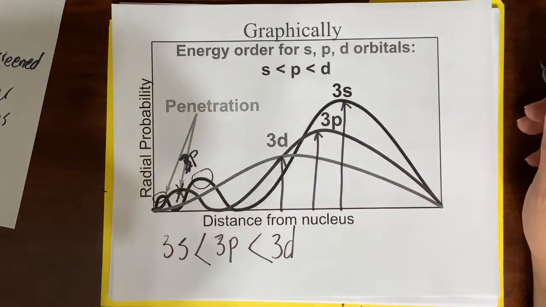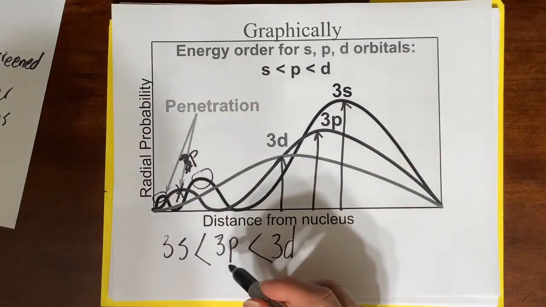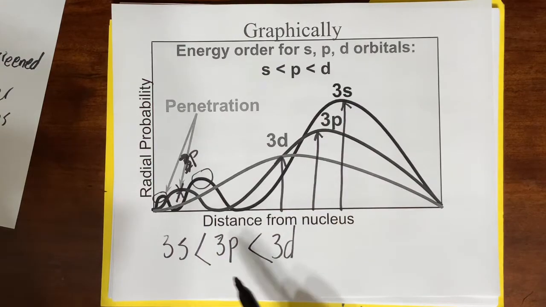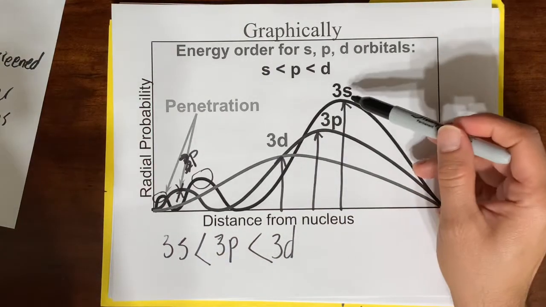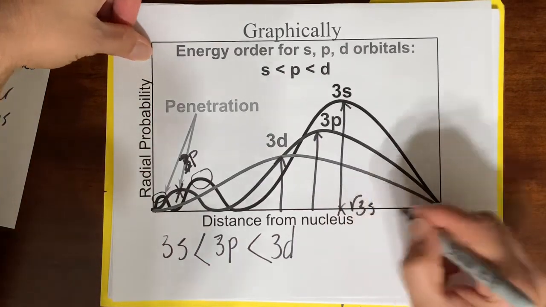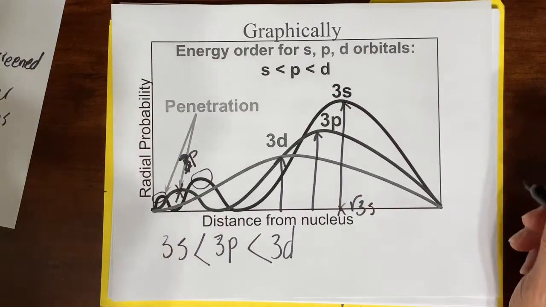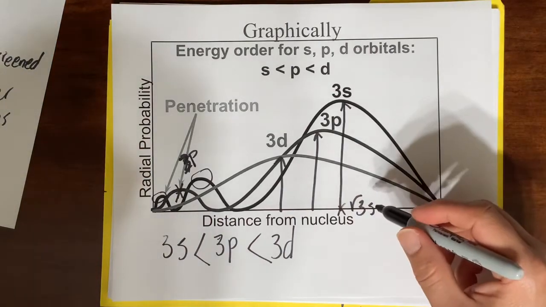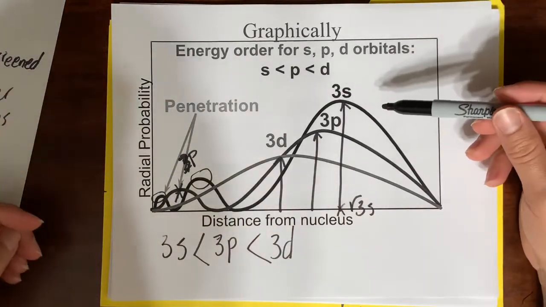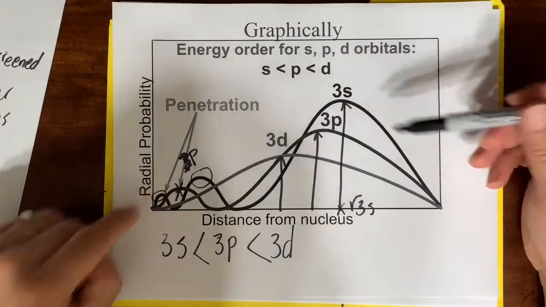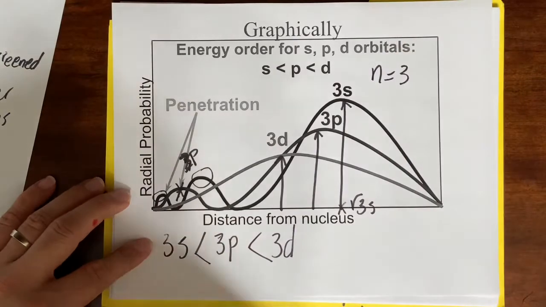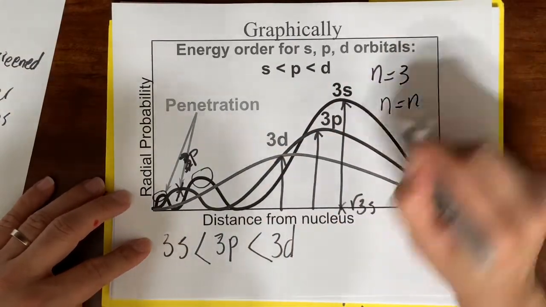So penetration made the 3s orbital lower in energy than the 3p and the 3d, even though the maximum point, or r, for 3s is the longest one or the biggest one. So you expect the 3s to be at a higher level of energy, but it's not, and that is because of the penetration. So till now I'm talking about n equals 3, and we were sharing n.